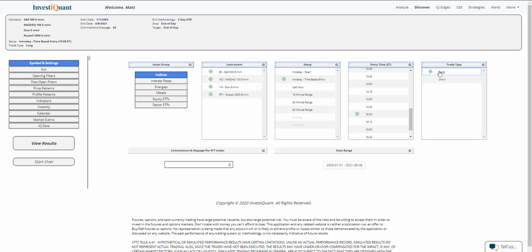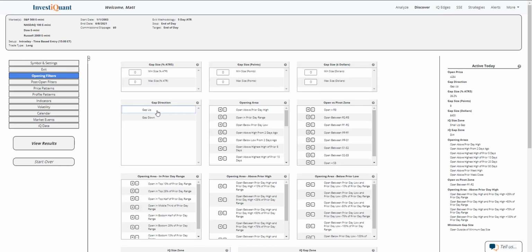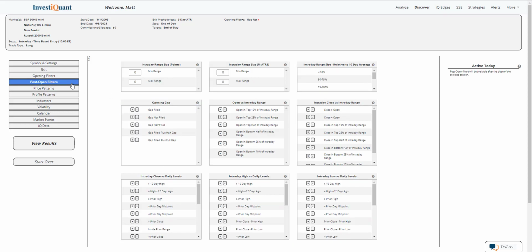So I'm going to use a 3 p.m. entry time here, set up as a long, and then I'm going to go into the opening filters, say that we gapped up on the session, and then I'm going to build this outside day pattern here in the post-open filters. So the first thing I'm going to do is say that the high is above the prior day high. I'm going to grab that from this category right here, intraday high versus daily levels. I'm going to hit equals next to above prior high.